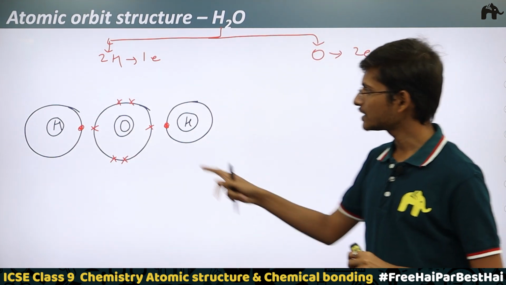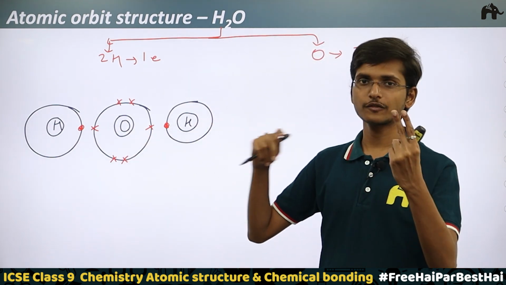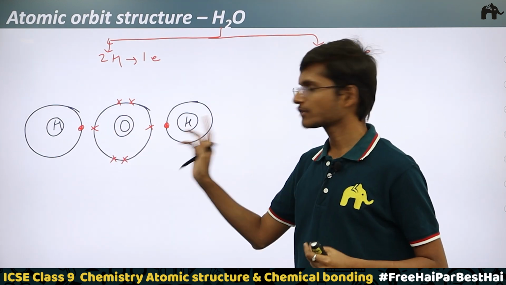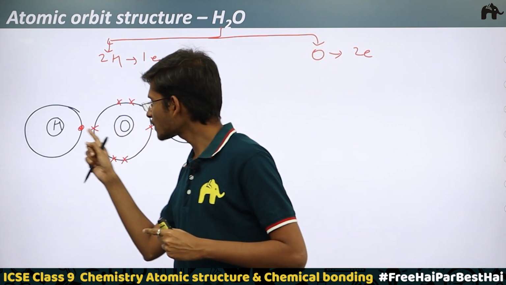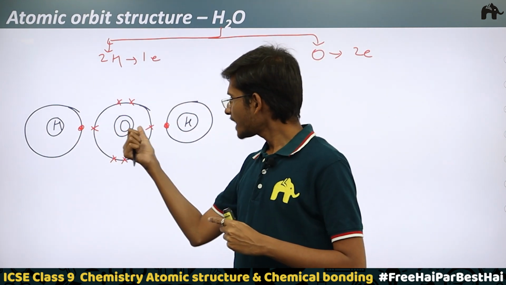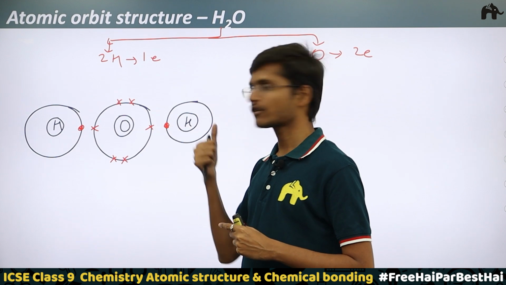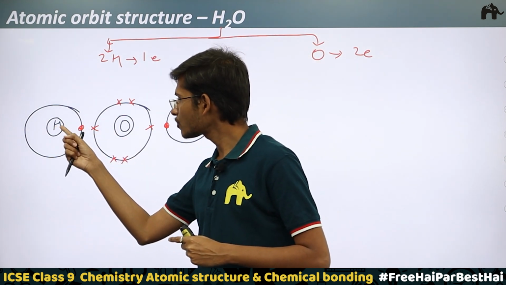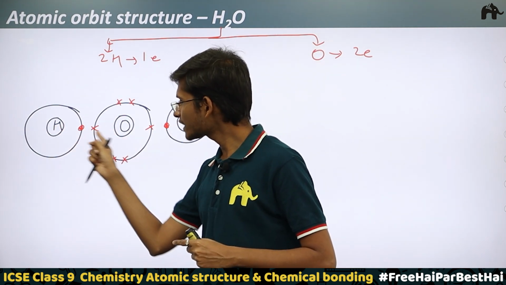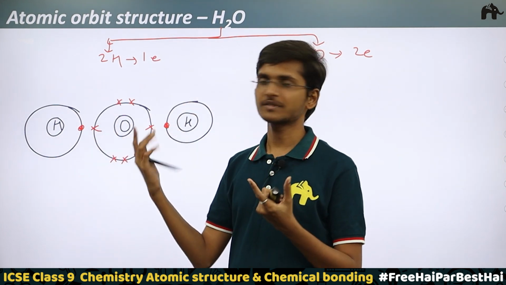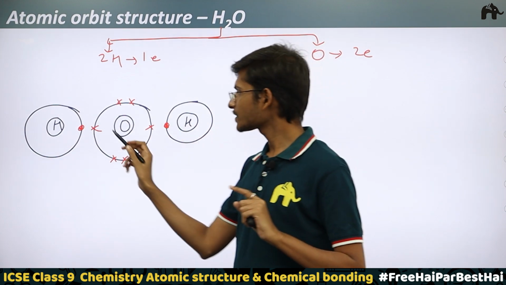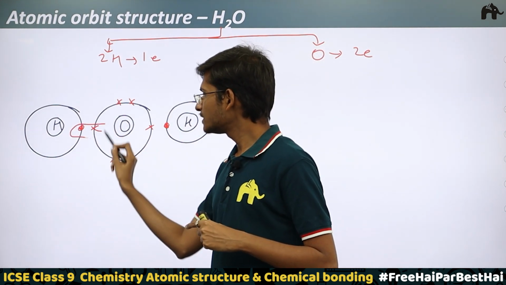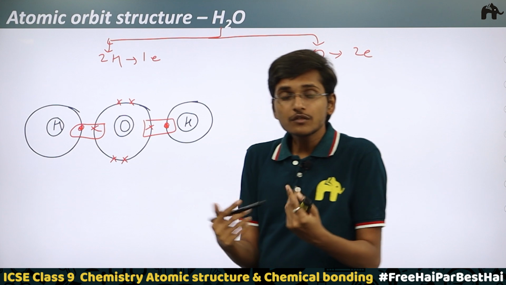Why? Because see, this oxygen atom is short of 2 electrons, and both the hydrogen atoms are short of 1 electron. So if this oxygen atom shares 1 electron with this hydrogen atom, and another electron with this other hydrogen atom, what would happen? This hydrogen atom would get 2 electrons, would become happy, would become stable. This hydrogen atom also would get 2 electrons, would become stable. And in this way, our oxygen would also become stable.